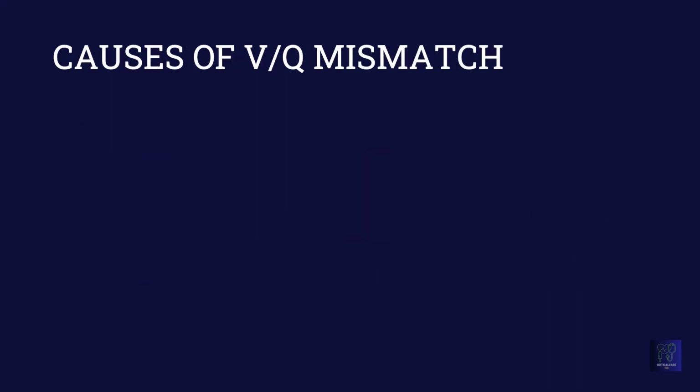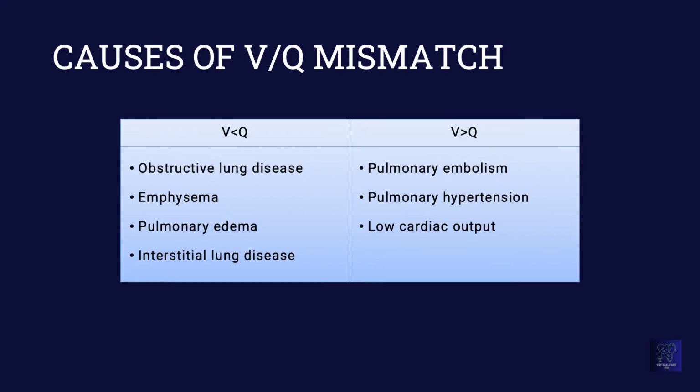Based on this, the causes of VQ mismatch can be organized into these two categories: preserved ventilation with impaired perfusion, and vice versa. Examples of impaired ventilation are obstructive lung disease, emphysema, pulmonary edema, and interstitial lung disease. Examples of impaired perfusion are pulmonary embolism, pulmonary hypertension, and congestive heart failure or heart failure.